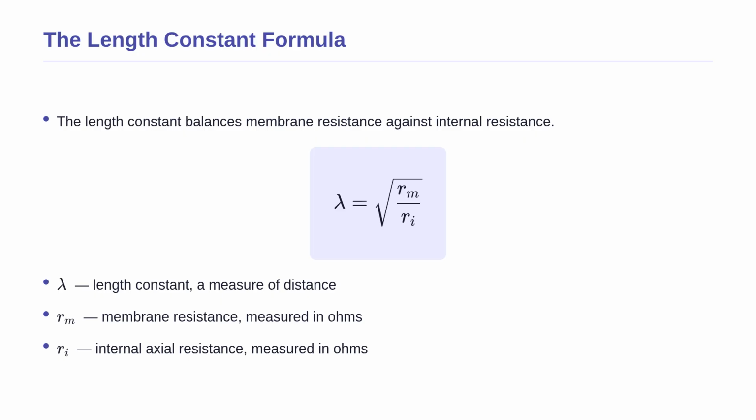If we increase membrane resistance by adding a fatty myelin sheath, lambda increases, making conduction faster. Similarly, making the axon wider decreases internal resistance, which also increases lambda and speeds up the signal.